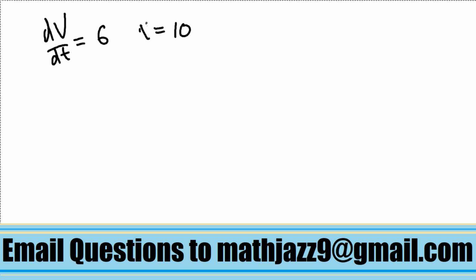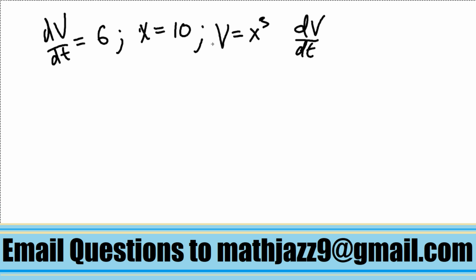Okay. x equals 10. So what we know is that the volume of a cube is just the length of a side cubed. V equals x cubed. And now we're going to find our derivative. We take the derivative of both sides. So the derivative of V with respect to t is dV/dt. The derivative of x cubed with respect to t is equal to 3x squared dx/dt.